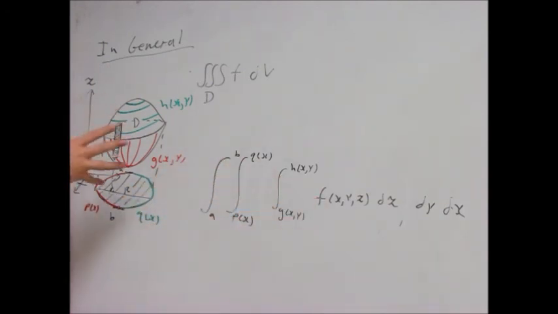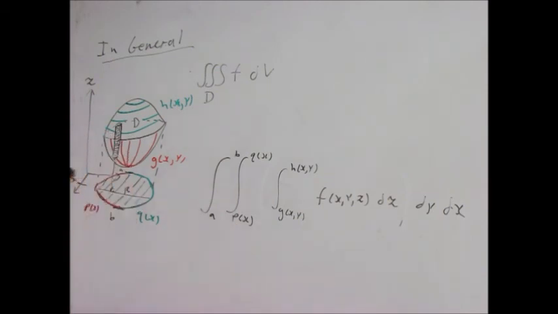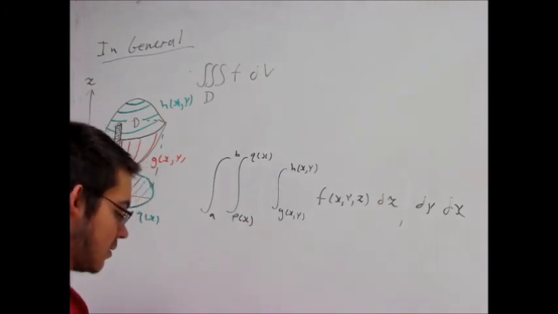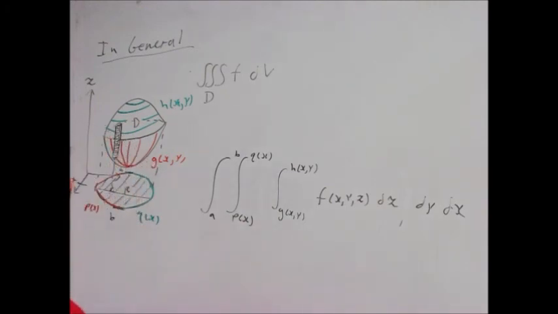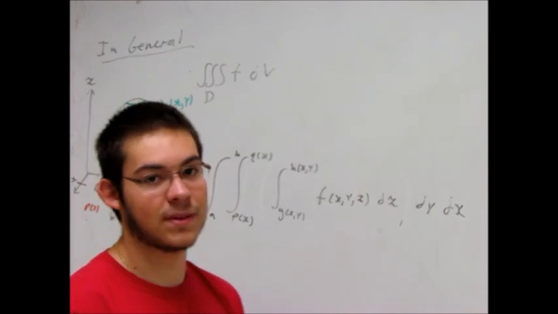Or if this is rotated in any other coordinate system, you can do any other combination, dy dz dx, dy dx dz. All the combinations are possible depending on which functions are easiest to use to have the proper bounds for the integral. So that's also an important thing to consider when you're doing this, is the order of integration. And that's basically what triple integrals are about.